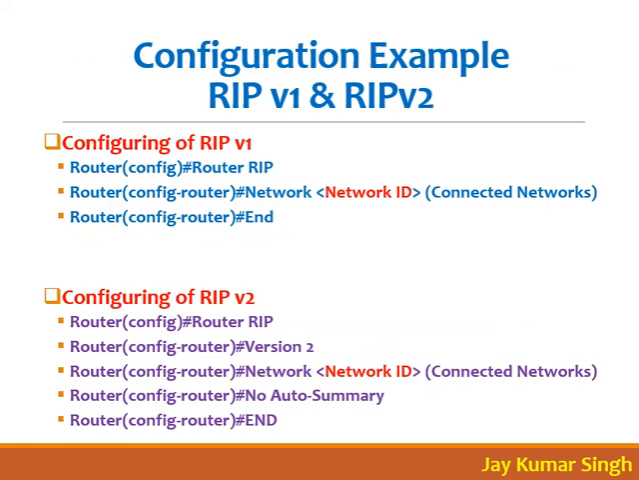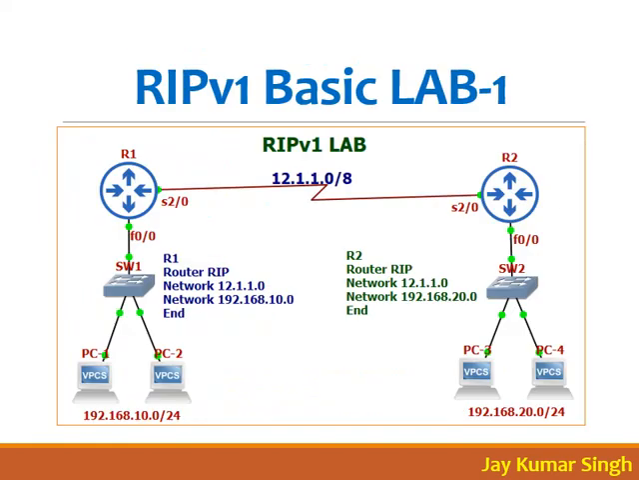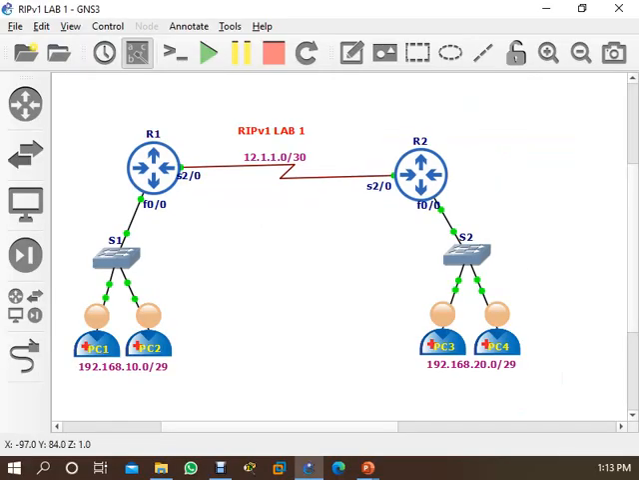How to configure RIP 1? This is the RIP 1 configuration. This is the RIP 2 configuration. What is the difference? See here, without the version. Here we write the version name, and here we write the command no auto-summary. We'll see what no auto-summary is. So this is your RIP 1 basic lab, your RIP version 1 lab.